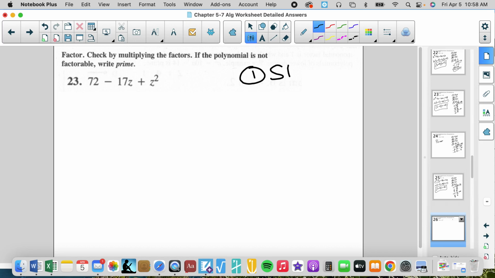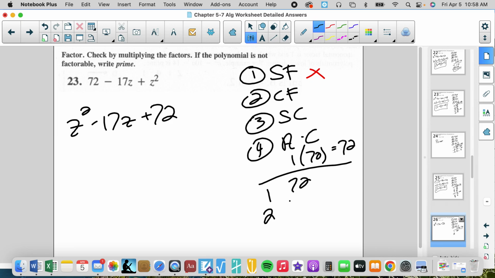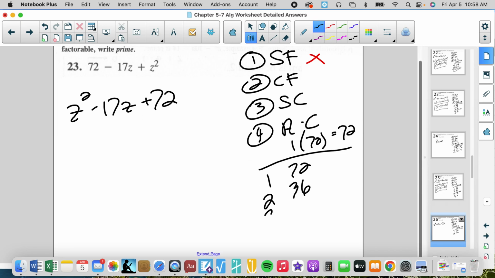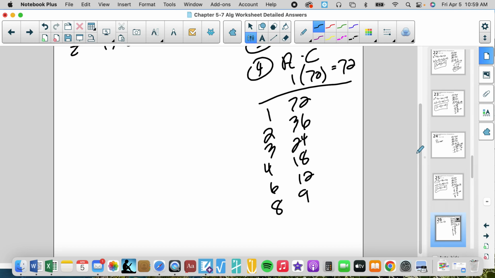No, it's not in standard form. So we got to write them in standard form. z squared minus 17z plus 72. Now we go, is there a common factor? No. Is it a special case? No. A times C, 1 and 72. Factors are 1 and 72, 2 and 36, 3 and what did we say? 24, 4 and 18, 5 no, 6 yes, 6 and 12, 7 no, 8 yes, 8 and 9. Signs are the same. Both are negative to make 17.